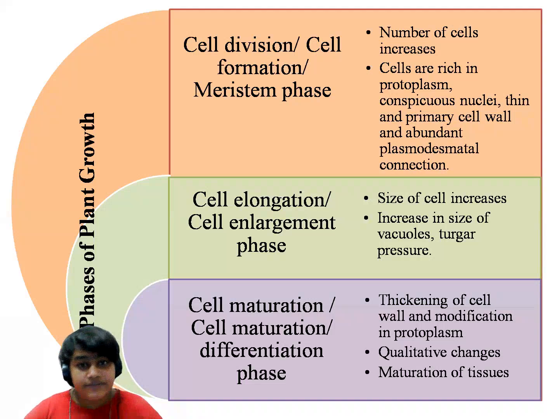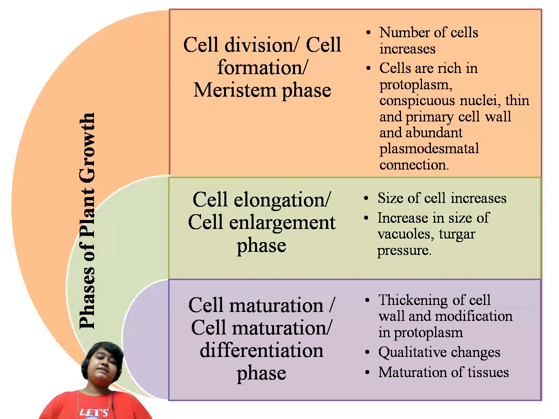First one is your cell division. Obviously, you need more number of cells. The second one is the cell elongation or cell enlargement. And the third one is cell maturation. Let us know about these three phases in a little bit detail.